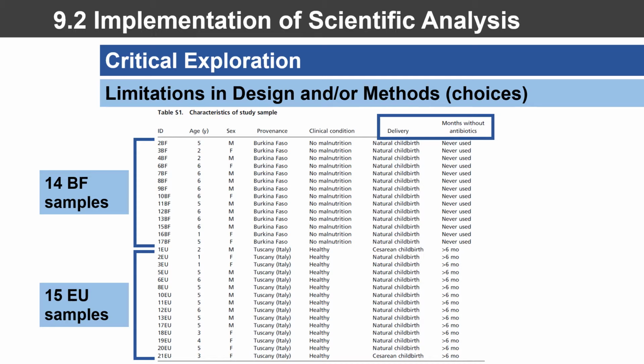And then, of course, antibiotics. And so this is a significant one in that the BF samples never were exposed to it, and the EU were, or at least for some period of time. And so these are very important limitations to make you think that there's potentially more than just diet at play when it comes to characterizing the microbiota from these groups. So there's a lot to dig into here, and we might get into some more of these things in class.